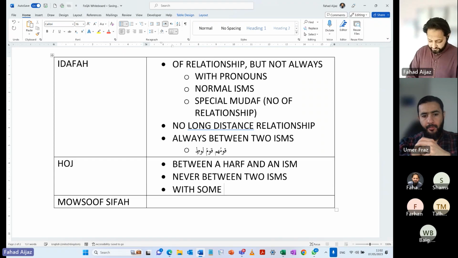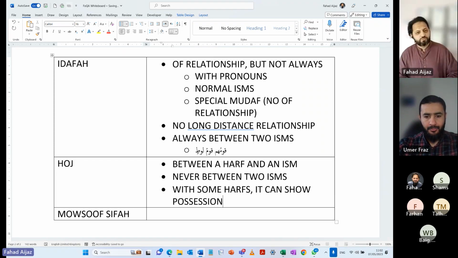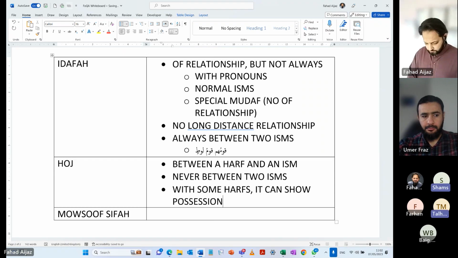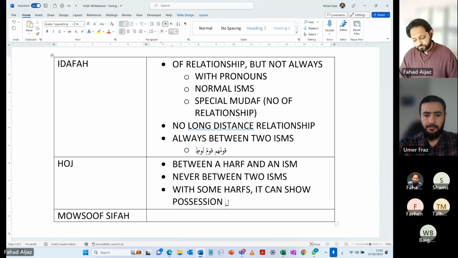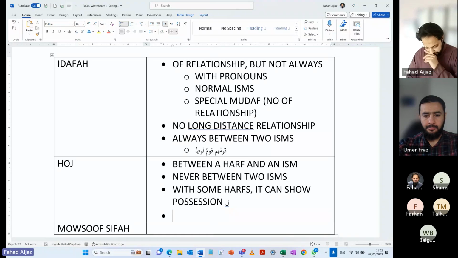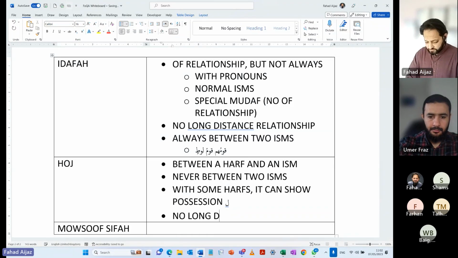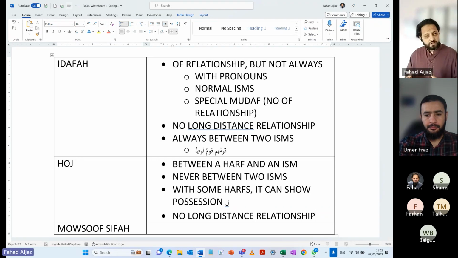With some harfs, it can show possession. Anyone remembers which harf was showing possession? La. Yes, la, for example. Okay. You can show some possession. No long distance relationship. After the harf, ism should come immediately after that. Okay.